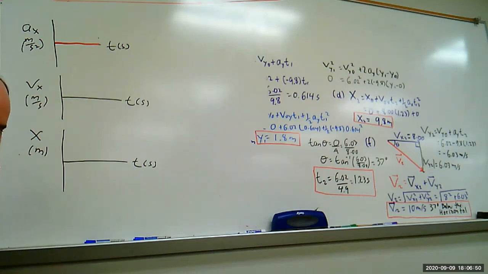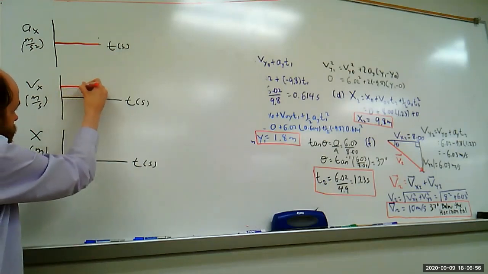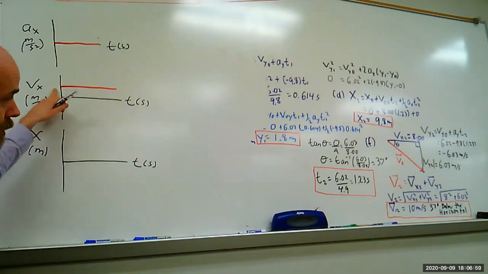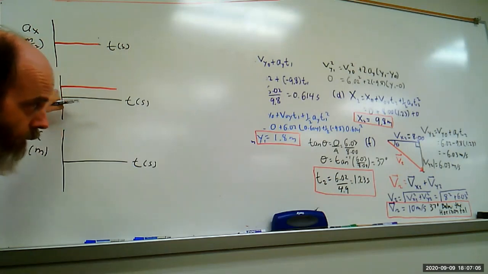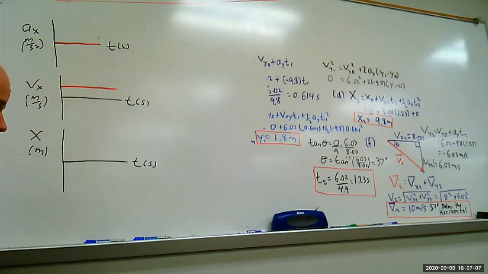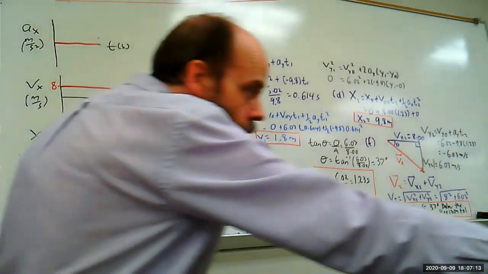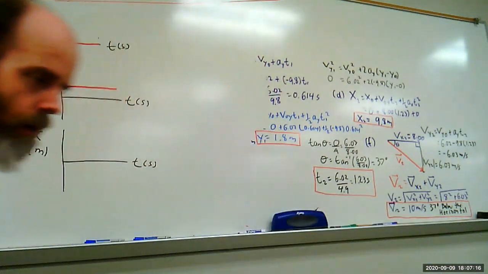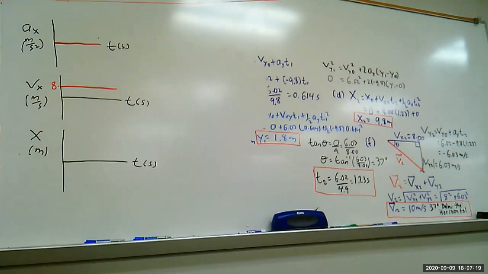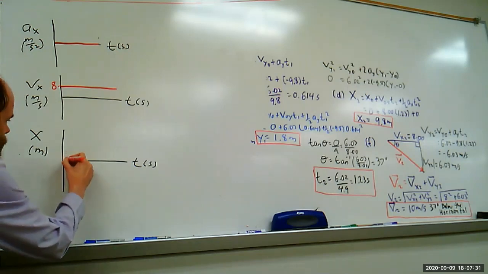That means the horizontal velocity is going to be constant. So it's going to be a horizontal line. And the value, or the y-intercept, is the initial horizontal velocity, which was 8 meters per second. So this is an 8. And then the position. So when we have a constant horizontal velocity, the position is going to be a linear function. It's going to increase. 8 meters per second means the position changes by 8 meters every second. So it's going to look like this. Just a straight line.